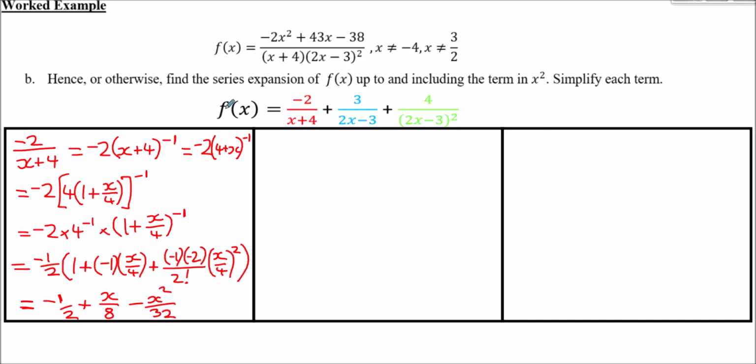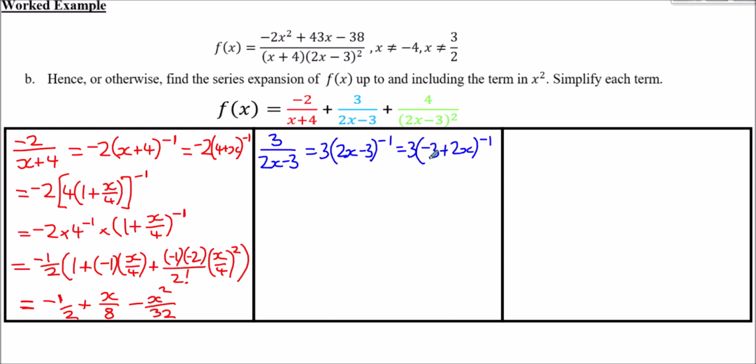So that's one of them done. Next, we need to think about 3 over 2x minus 3. So same idea. I'm going to write this as 3 lots of 2x minus 3 to the power minus 1. Once again, my suggestion would be to have the constant term first. So 3 lots of minus 3 plus 2x to the power minus 1.